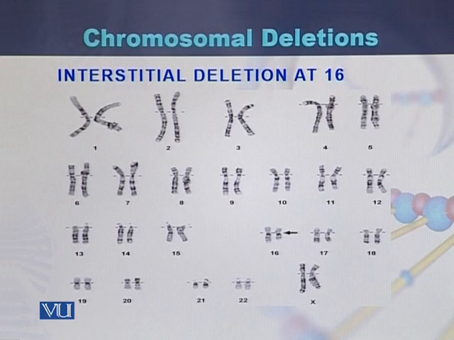Interstitial deletion which has been identified at chromosome 16. If we look at chromosome 16, one of the chromosomes is larger while the second chromosome is smaller in size. So some part of the chromosome has been deleted from this point. So this is also a type of interstitial deletion.